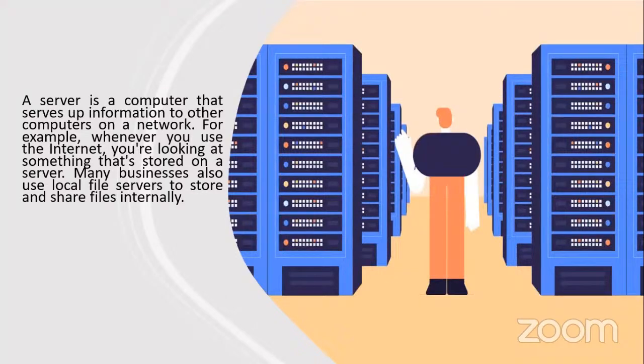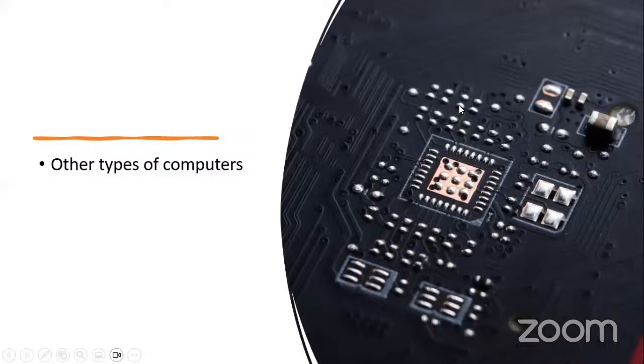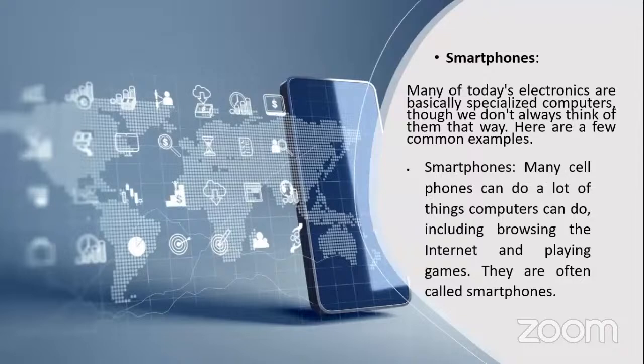Okay, so let's continue. Other types of computer. Now, we have the smartphones. Everybody has a smartphone, right? This smartphone, you can use it to do a lot. Many, in fact, a lot. Just think of what a computer can do. So we can use a smartphone as well to do most of those things.